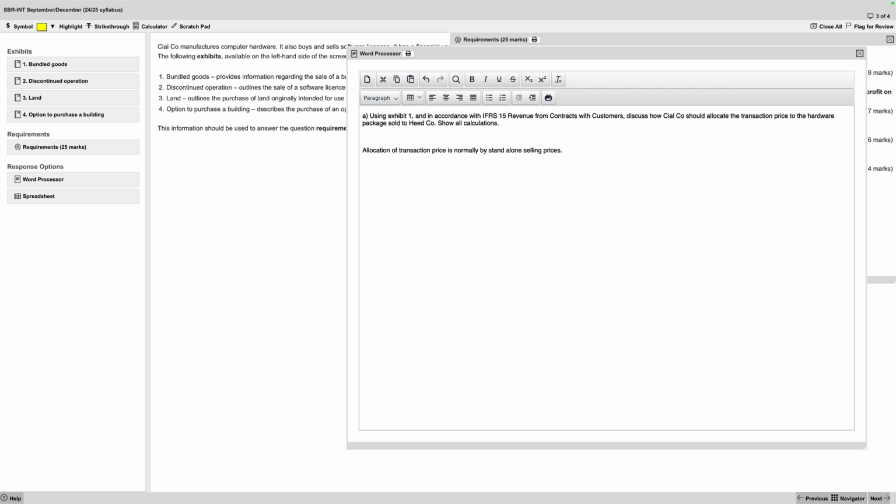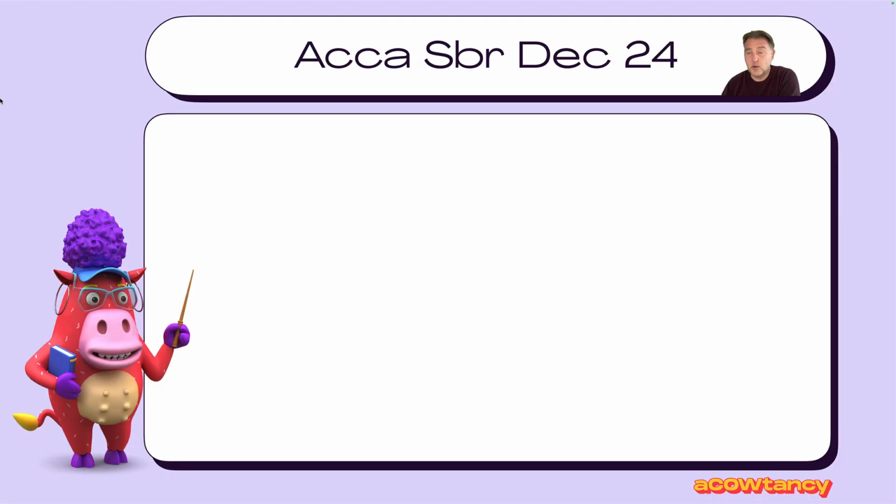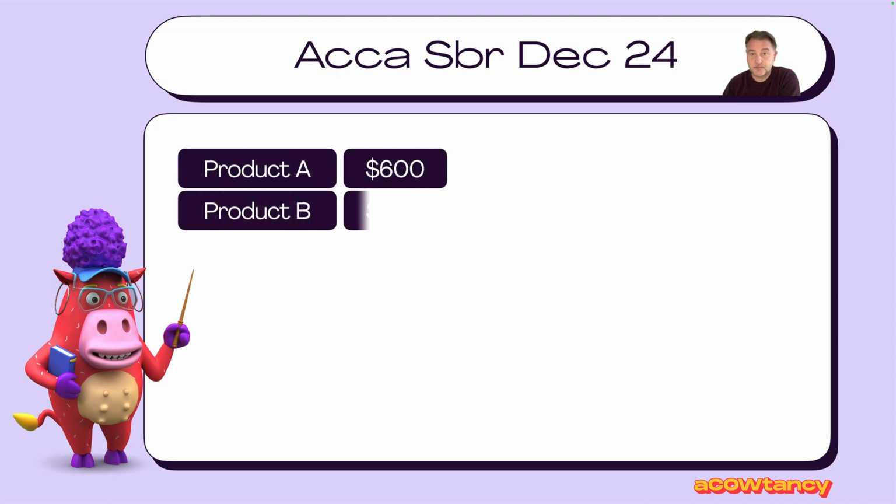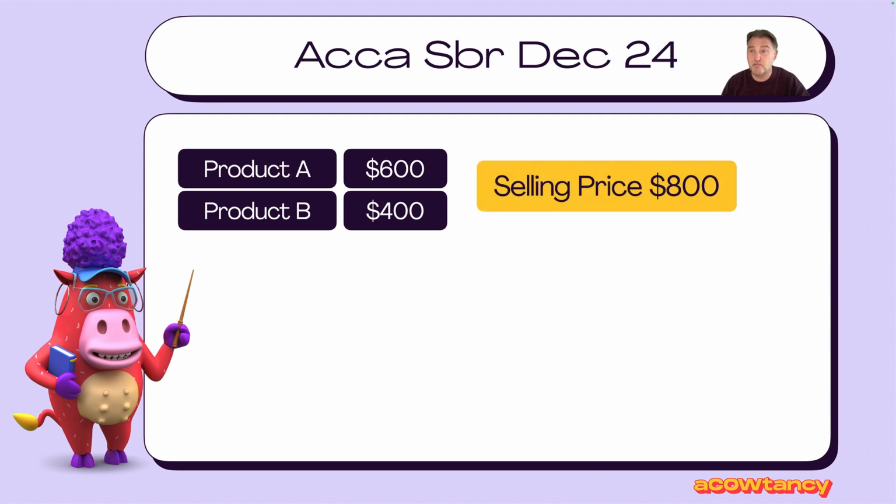Now let me do a little reminder review for this. If you remember, if you had 2 different products that you sell, they're 2 different performance obligations. You've got to give them product A and product B. But we call them different separate performance obligations. If they're bundled together into one, then you have to split that selling price of 800. But product A and product B come to 1,000. So how do we make 1,000 into 800? Well, we just pro rata it.